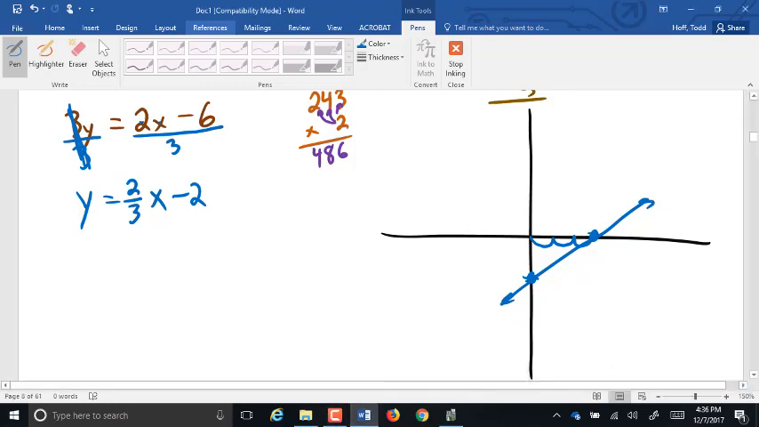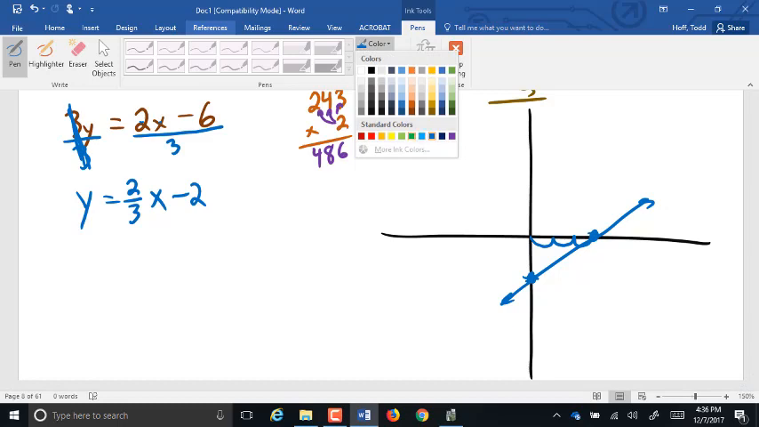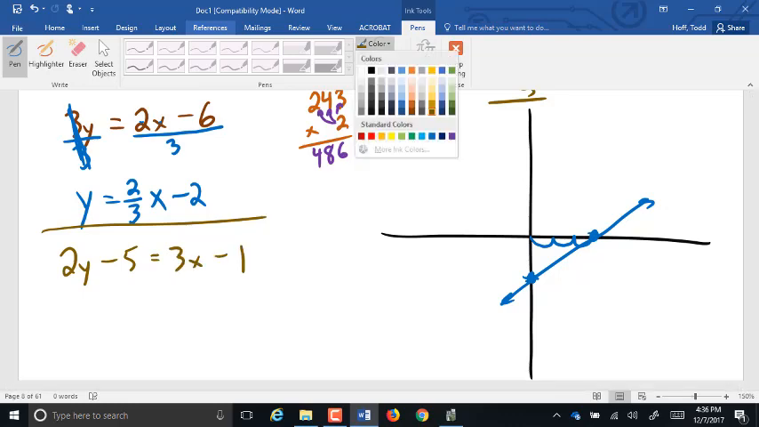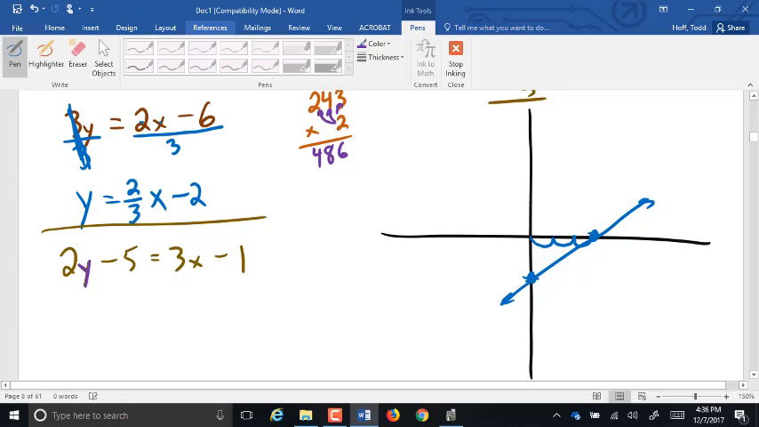So the next step is we would have more than one thing that needs to be done before we can graph it. We might have something like this. 2y minus 5 equals 3x minus 1. So we need to get y by itself. So that's right here. We need to get y right here by itself.